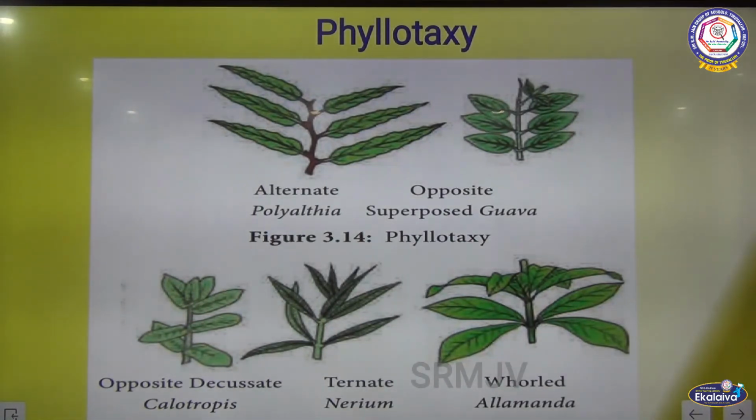You all would have seen Calotropis, I think so, children. If you have not seen it, look at the arrangement of the leaves, so that you will know exactly what you are reading. And in Nerium, you will find the leaves are arranged at a node, three in number, so you call it ternate phyllotaxy. And if there are more than three and they form a whorl, you call it whorl phyllotaxy. So, when you walk in the garden, children, please check the arrangement of leaves on the plant. So, you will be able to study alternate, opposite, ternate and whorl phyllotaxy.